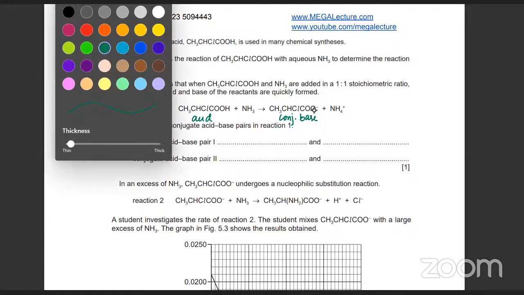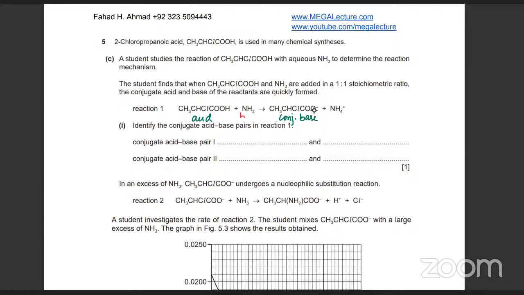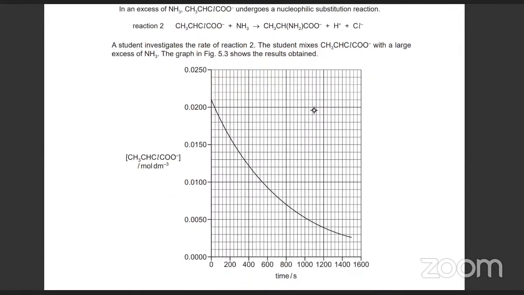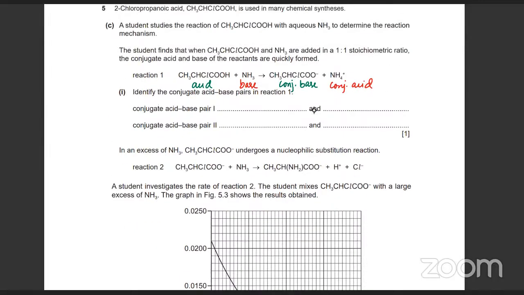And what's the other one? The other one is behaving as a base, and that is your conjugate acid. As a pair, he gave you. So now he has given you: a student investigates the rate of reaction number 2.